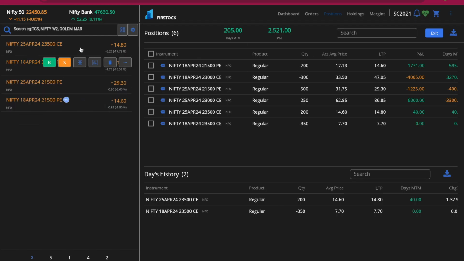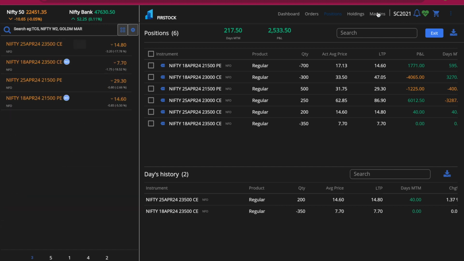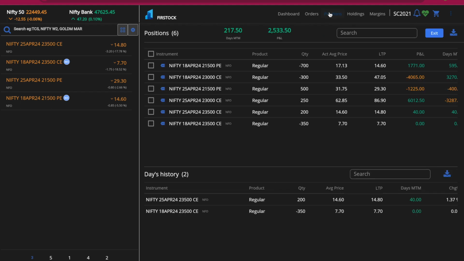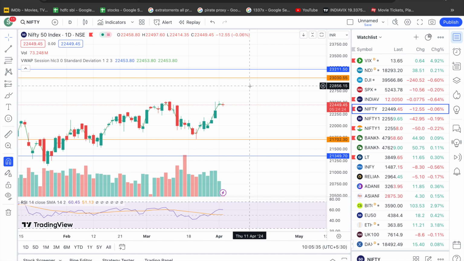So that's it. You can check out the margins left. Now the margins left are very minimal, so we cannot make many more adjustments. Okay, we have deployed almost 100% now. So that's it for this.